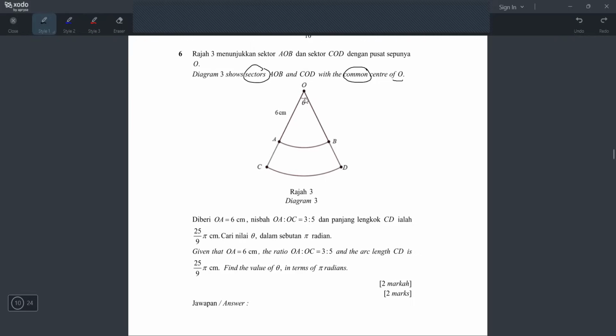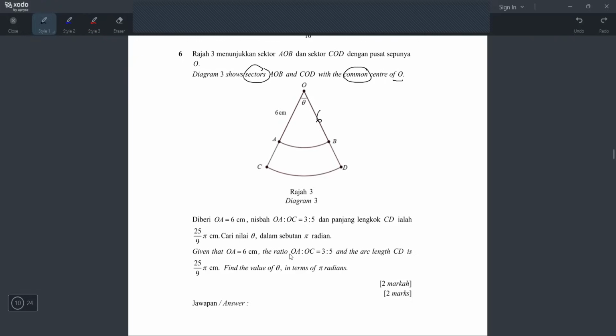Common center means same center. And not just the same center, they have the same angle also. Can you see this sector has the same angle? The big one also has the same angle, but they have different radius. One of the sector's radius is longer. Now they say given that OA is 6 cm, it means OB is also 6, because these two are radii, so they are the same length.